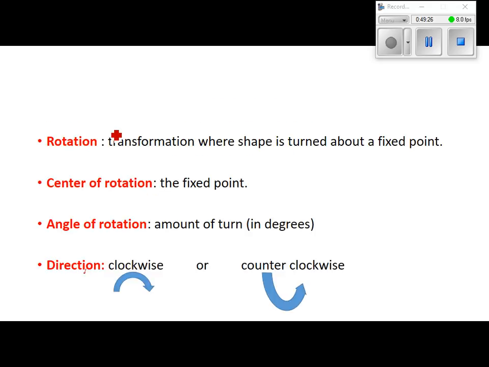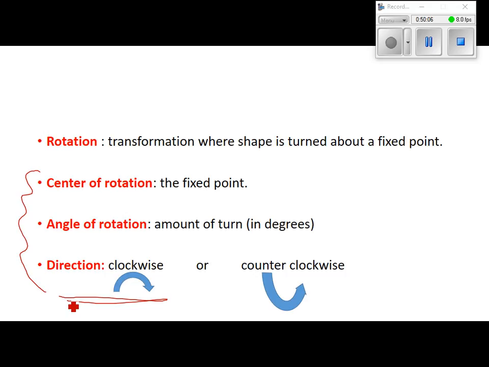All right, write these down. A rotation is a transformation where a shape is turned about a fixed point. These three things are the information you need to know to do a rotation. Now I'm going to tell you that this book, for whatever reason, does not do clockwise rotations, but we're going to learn how to do clockwise rotations. The book does everything counterclockwise.